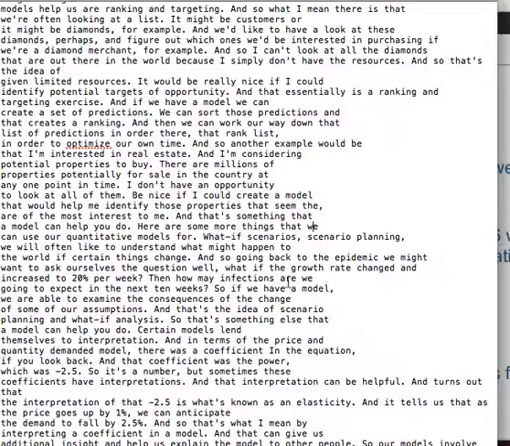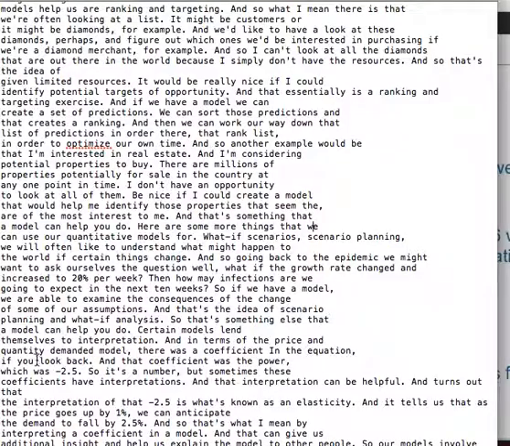And so going back to the epidemic, we might want to ask ourselves the question, well, what if the growth rate changes and increases to 20% per week, then how many infections are we going to expect in the next 10 weeks? So if we have a model, we are able to examine the consequences of the change of some of our assumptions. And that's the idea of scenario planning and what-if analysis. So that's something else that a model can help you do.